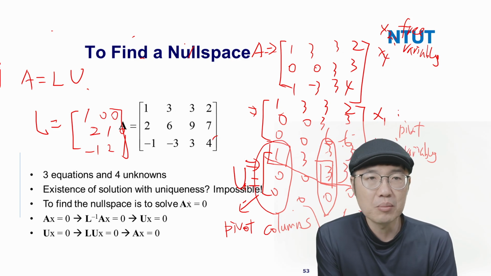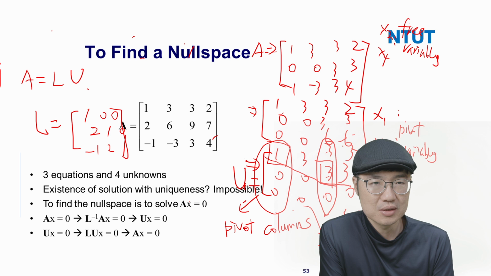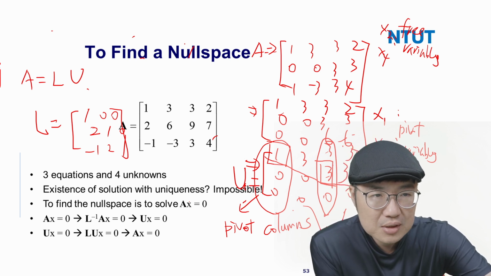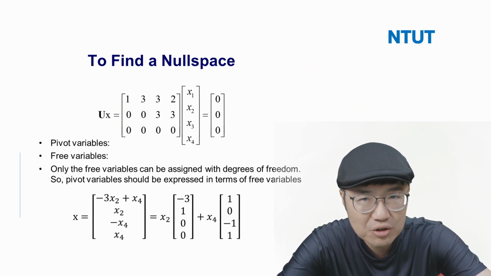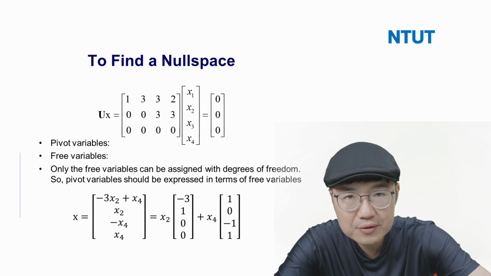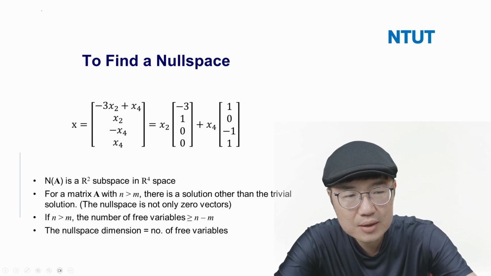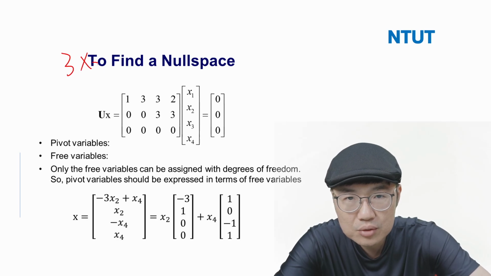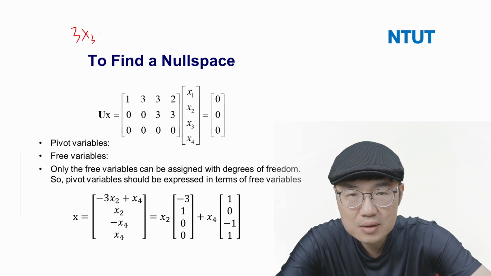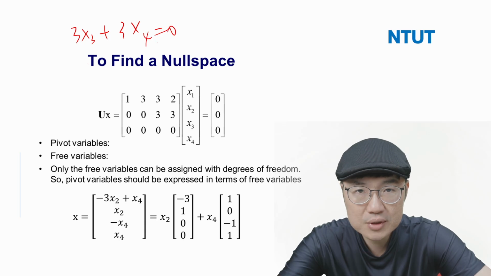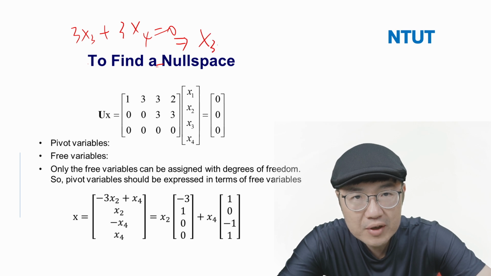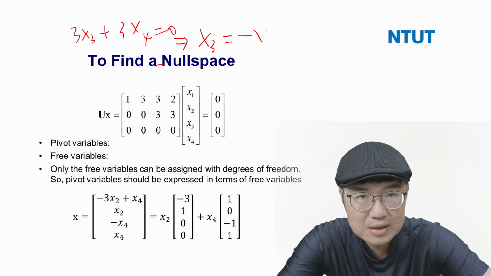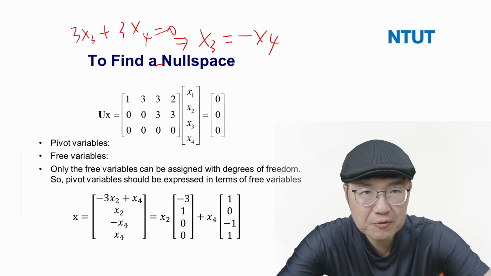And here comes the most essential step in the null space: express the key pivot variables in terms of the free variables. For the third equation, everything is 0. But for the second equation, we can have 3x3 plus 3x4 equals 0. So we make the pivot variable be expressed as the free variable, x3 be minus x4.